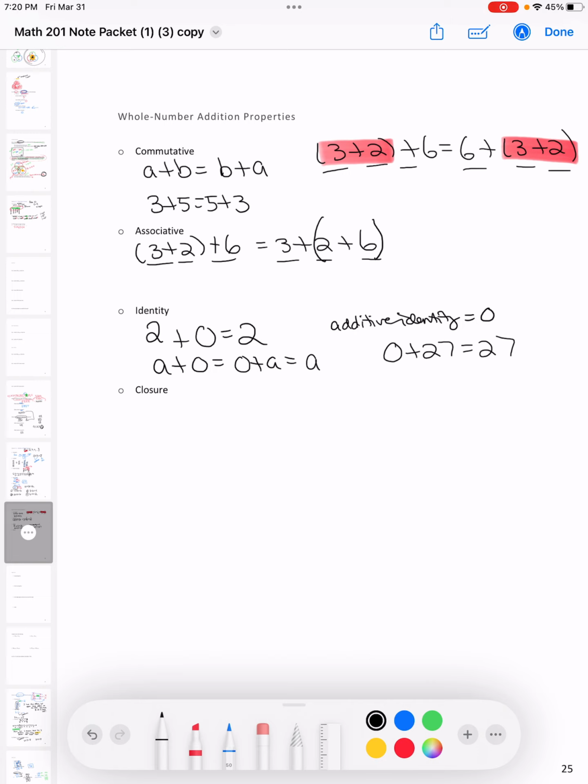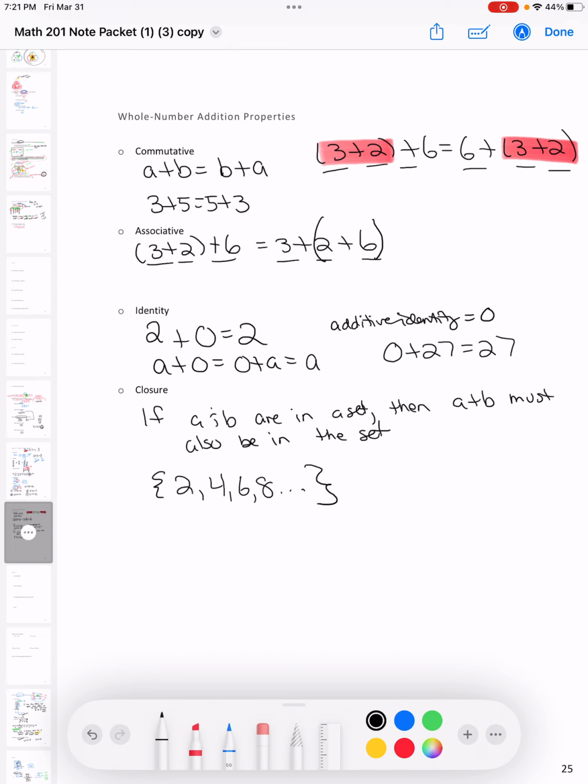Now, there's one property that you might not have heard of before, and that's closure. So I'm going to actually write up some words with this and give some examples. So if A and B, these are going to be two numbers, are in a set, then the sum A plus B must also be in the set. So if something is closed, basically the answer, the sum, must also be in the set. So let me give you an example.